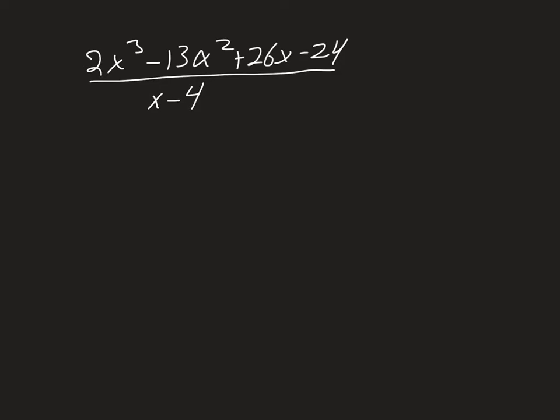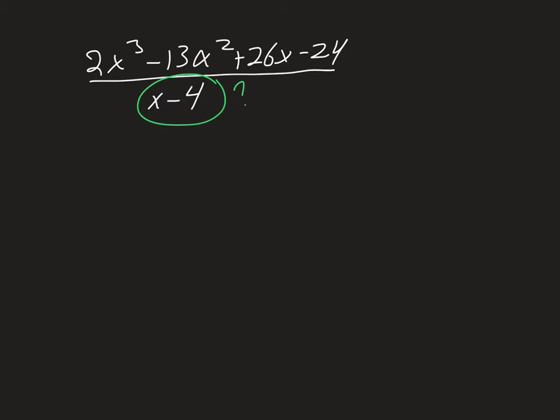Now let's take a look at what happens if I'm not dividing by a monomial. If I'm dividing by a binomial, in this case x minus 4, I could break this up into four separate fractions, just like we did the last one. But then how do I divide x minus 4 into 2x cubed? How do I divide x minus 4 into 13x squared? So on and so forth. I don't necessarily know what to do with that. We don't really have a trick for dividing polynomials. So what we have is essentially long division for polynomials.